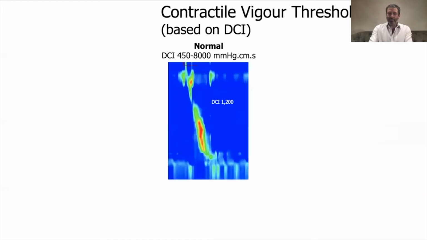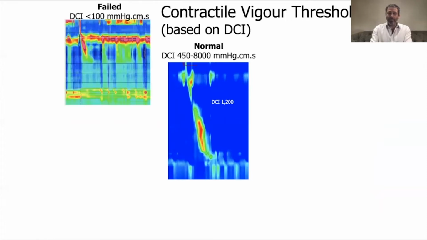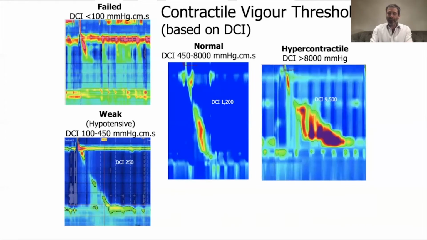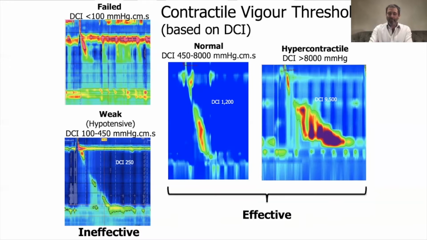In so doing, we can now define normal as being a distal contractile integral between 450 and 8,000, absent or failed peristalsis as having a DCI of less than 100, hypotensive as being a DCI of between 100 and 450, and hypercontractile as a DCI of greater than 8,000. The failed and hypotensive contractions are described as being ineffective, while the rest are effective.